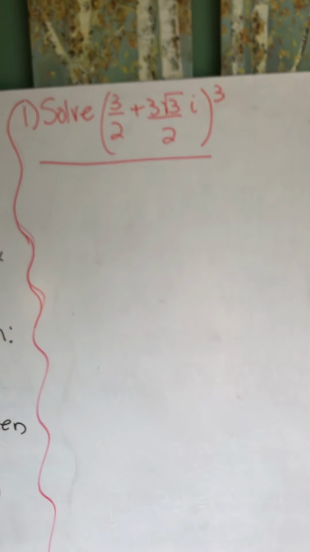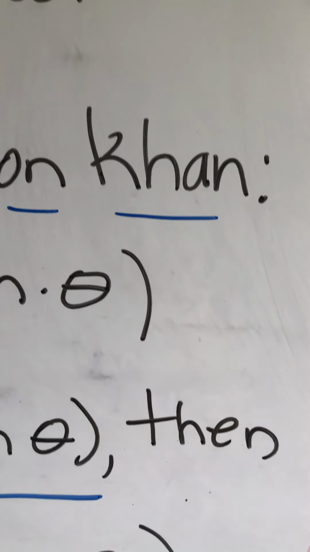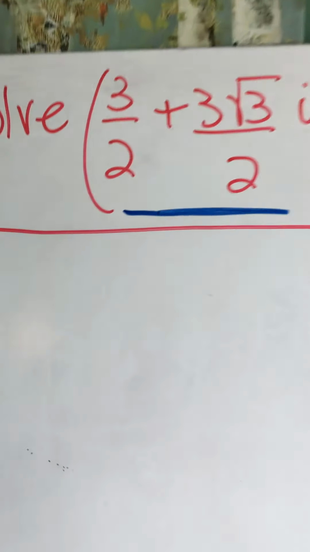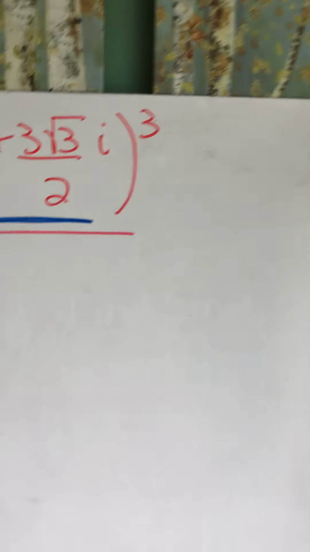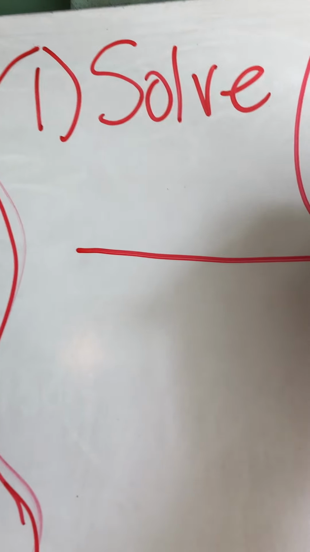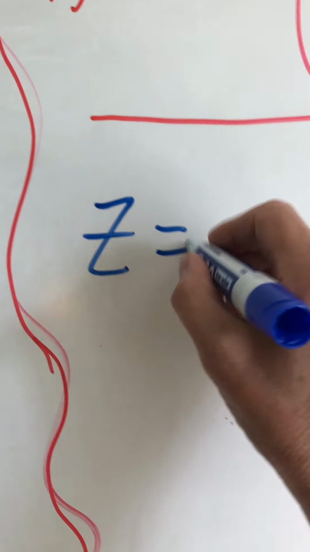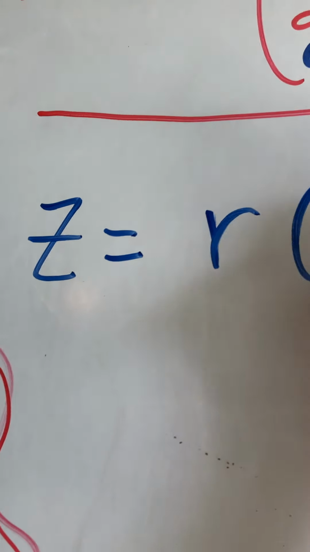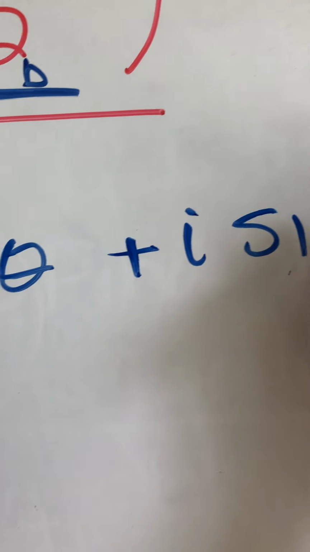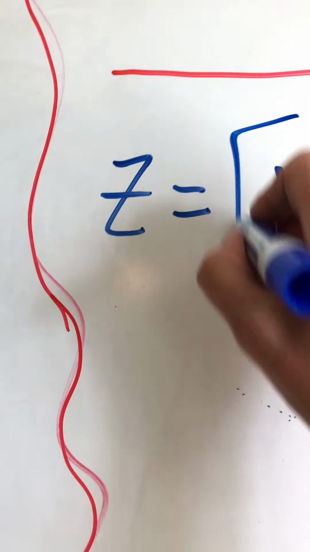Now, but of course, I'm going to do this in polar form. So let's take a look here. The first thing I'm going to do is take my a plus bi and put it in polar form and then cube it. All right, let's take a look. So let's see. Here's my A, here's my B. I'm going to find my R. So I am doing z equals r cosine of theta plus i sine of theta. And I'm going to fill in the r and the theta, and then I'm going to cube it.